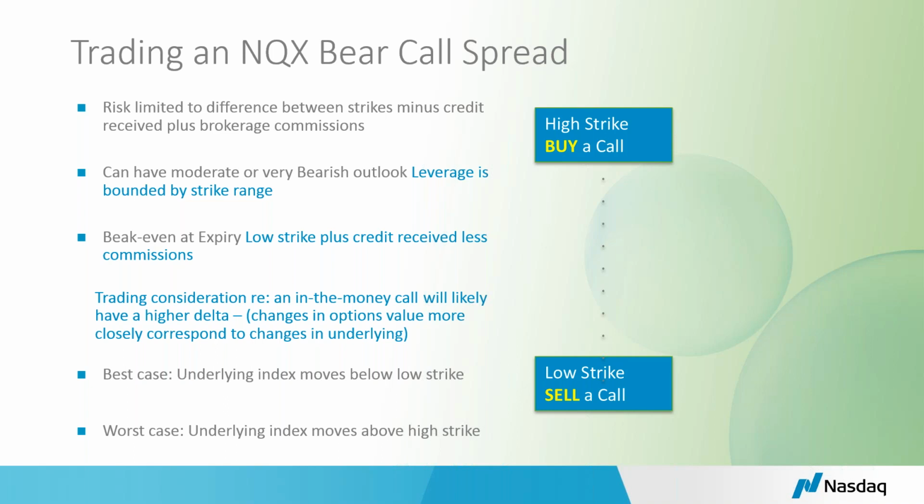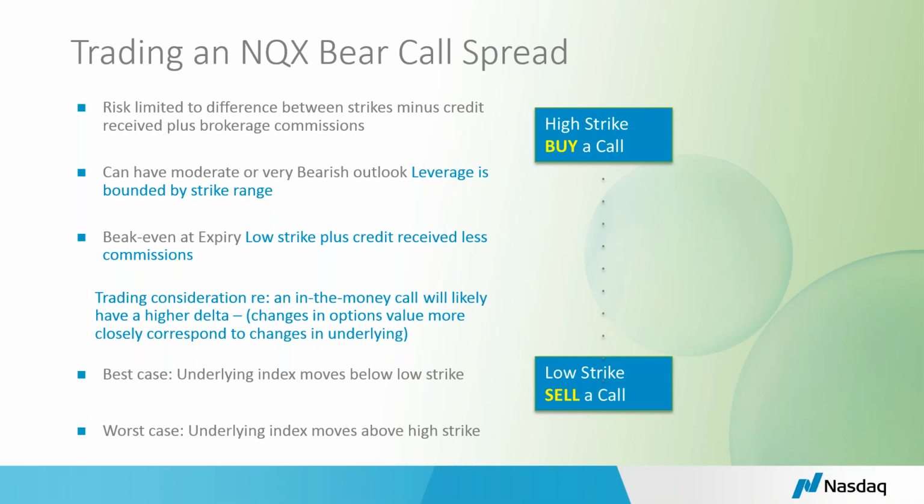Now, bear call spreads have a lot of optionality in and of themselves. Depending on where you place them, whether they are in, at, or out of the money, they can have a kind of a moderate or a very bearish outlook. But at the end of the day, the leverage by this strategy is always going to be bounded by the strike range of the lower and higher strike. But importantly, from your perspective as a trader and portfolio manager, your break even at expiry is going to be the low strike price plus the credit received less brokerage commissions.